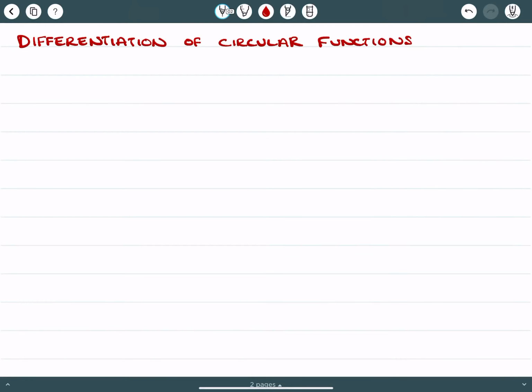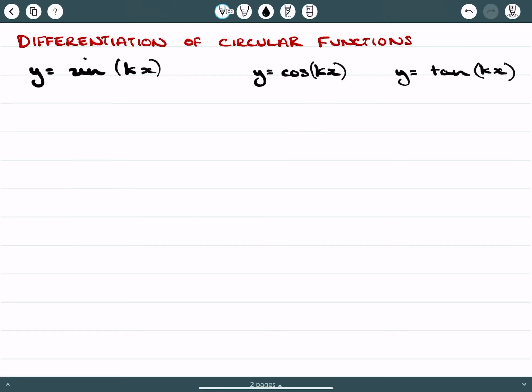Hello again. So we're going to have a look at the differentiation of circular functions in this lesson. As we know with our circular functions, we have three types of functions. We have y equals sin(kx), y equals cos(kx), and y equals tan(kx). Now, the expression of the angle here is always kx, the unknown variable being x, and that's what we'll be differentiating with respect to.